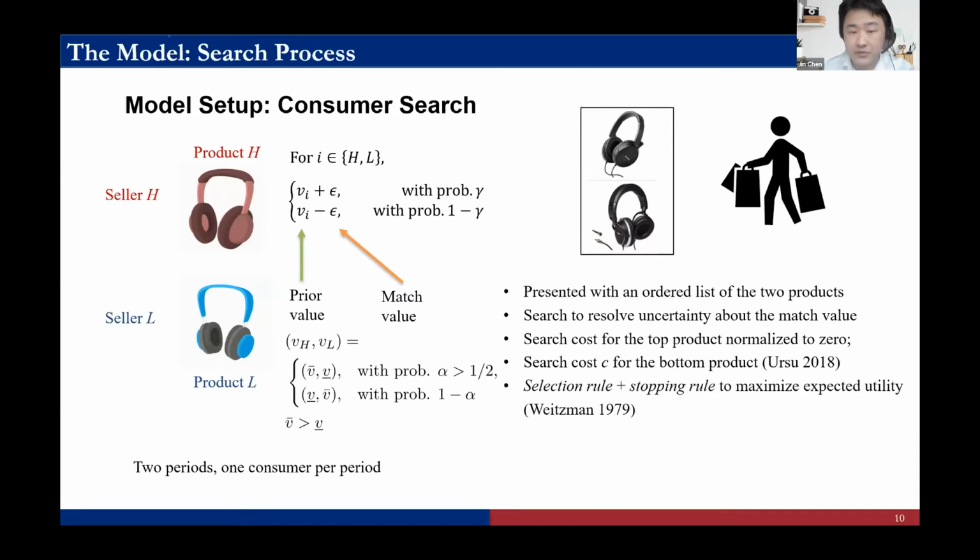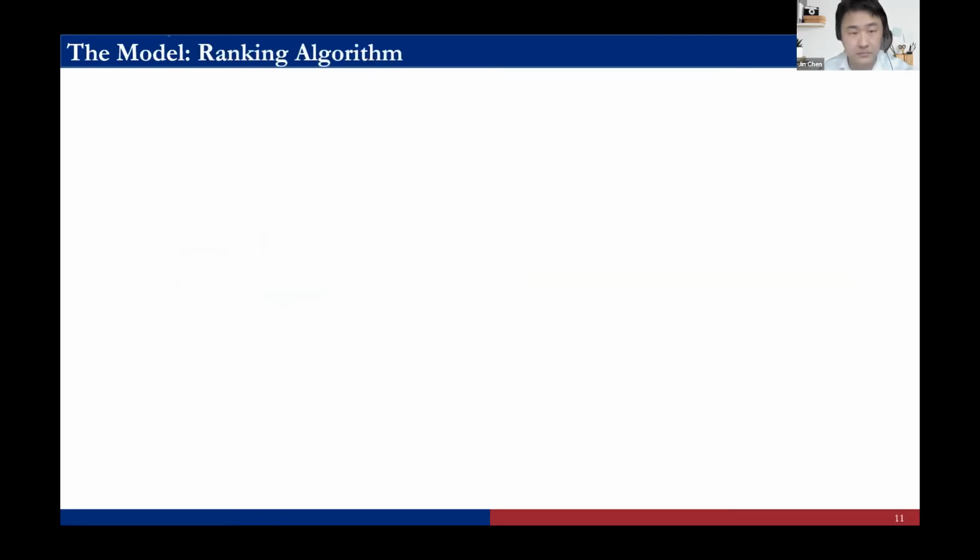And after the consumer searches the top-ranked product, she needs to decide whether to purchase it or search the lower-ranked product. If both products are searched, she purchases the one with the higher net valuation. And exactly one product is purchased at the end of each period. So this is the consumer's search process, or value discovery process.